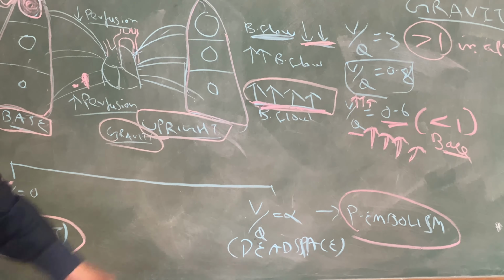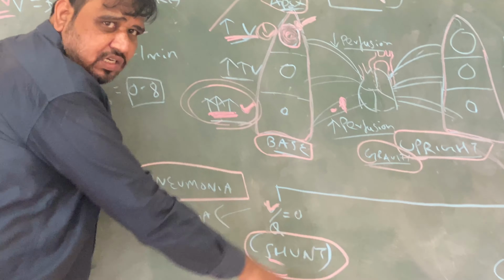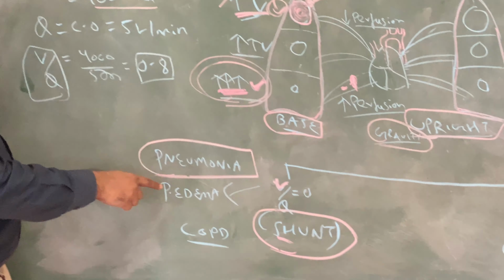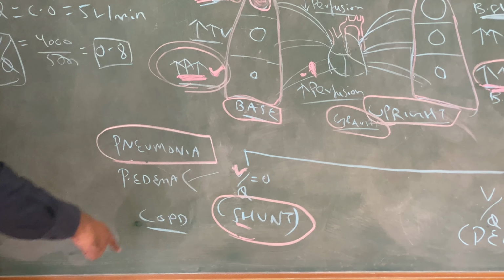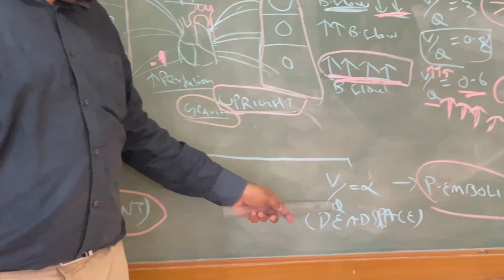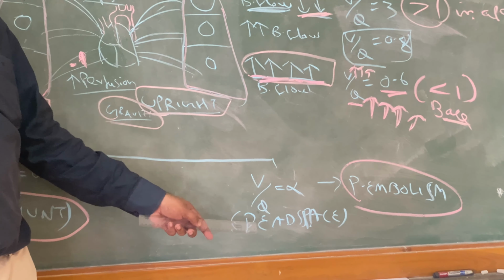Shunt means blood flow is there but it is not able to take the oxygen because oxygen is not coming. That is called shunt. So when the ventilation perfusion ratio is 0, we call it a shunt, which is seen in pneumonia, pulmonary edema, initial stages of COPD, chronic obstructive pulmonary disease. When the ventilation perfusion ratio is infinity, we call it dead space.